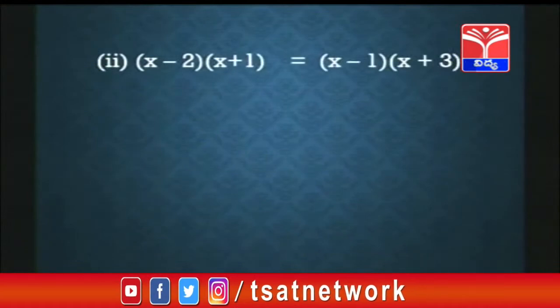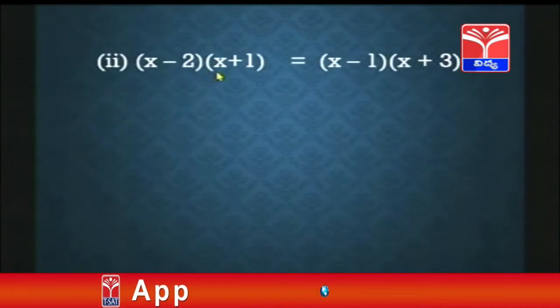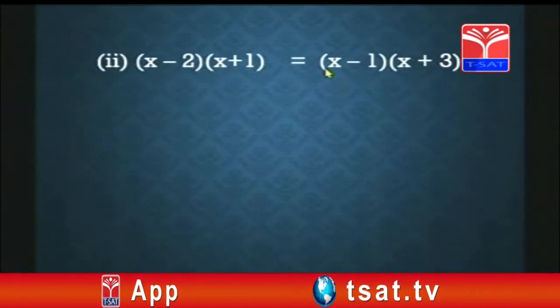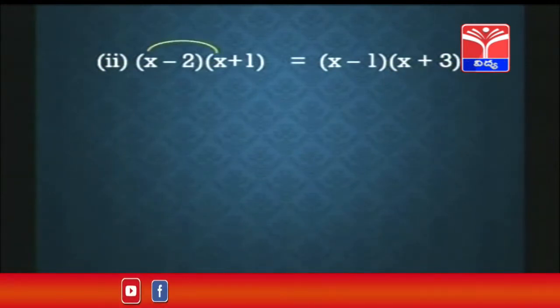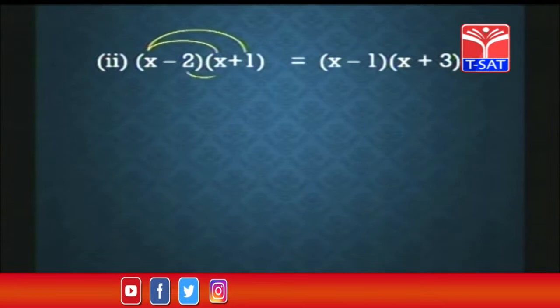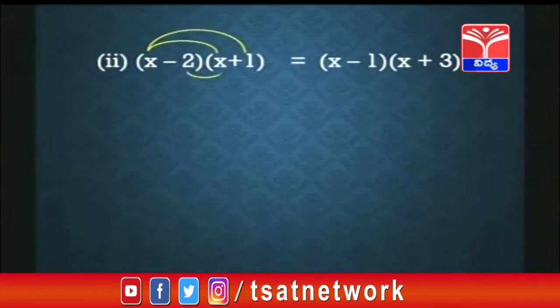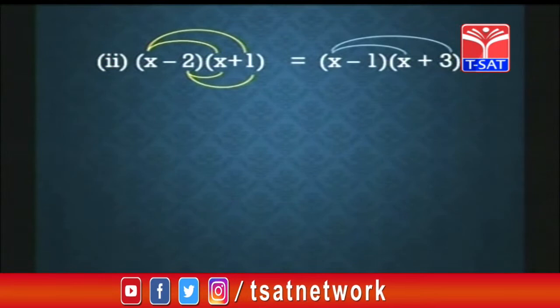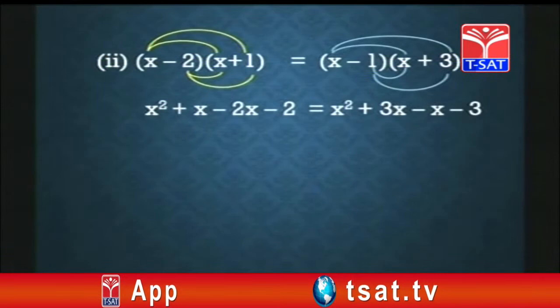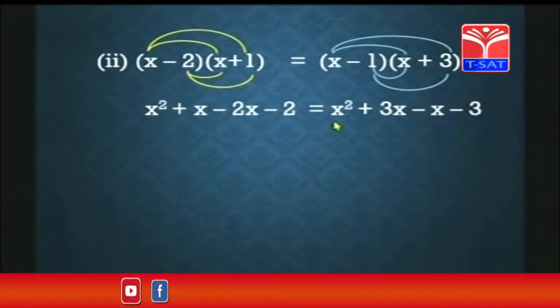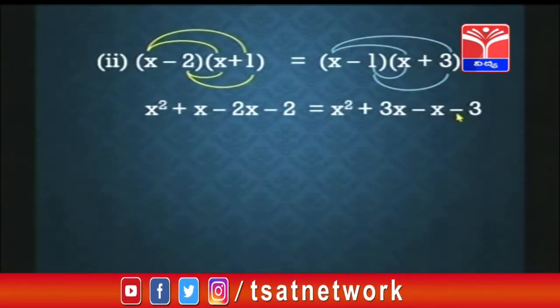Now let's look at another equation. We have (x − 2) multiplied by (x + 1), which is equal to (x − 1) multiplied by (x + 3). Now when we are multiplying x with x, x with 1, −2 with x and −2 with 1, similarly x with x and x with 3 and −1 with x and −1 with 3, we get x² + x − 2x − 2 = x² + 3x − x − 3.